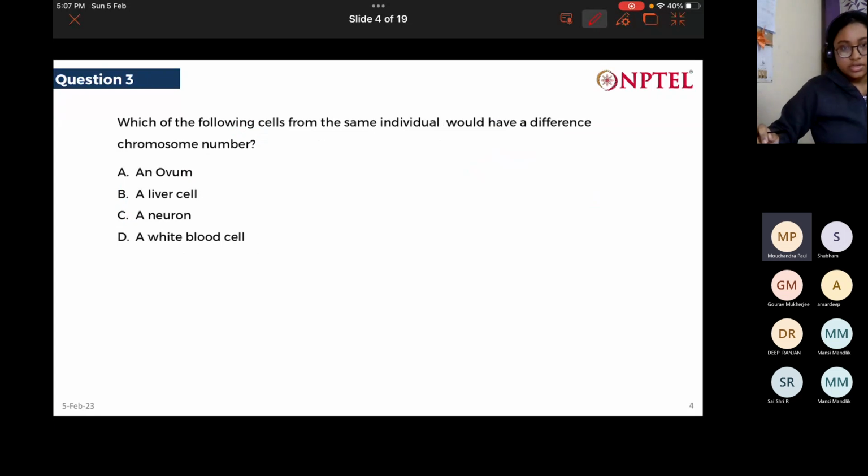The next question is very easy. Which of the following cells from the same individual would have the different chromosome number? So this question is based on the understanding of cell division, right? For mitosis, the chromosome number in the daughter cells remains the same, whereas in meiosis, the chromosome number becomes half in the daughter cells. So which of these options do you think will be correct?